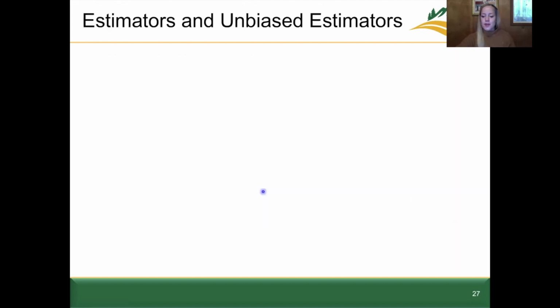A couple more points here related to 6.3, so estimators versus unbiased estimators. Let's define both of these.